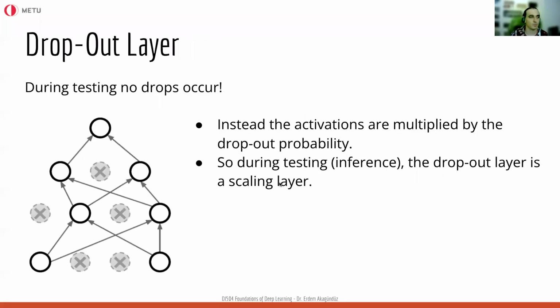Any questions about dropout? This is a fundamental concept that you're going to be using, especially in classification networks. John, may I ask a question about this? In the dropout layer, how do we deal with the loss function?